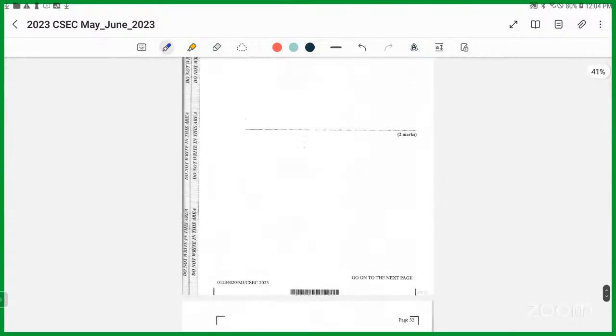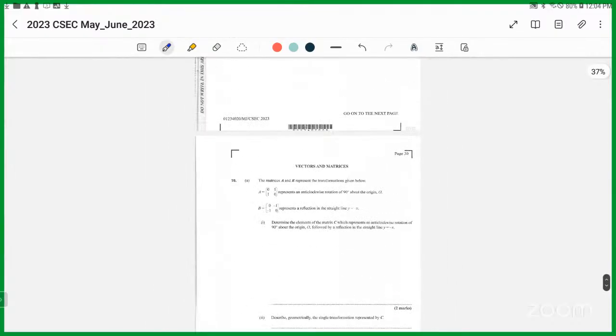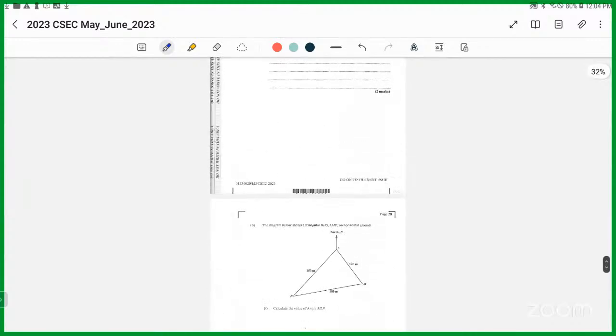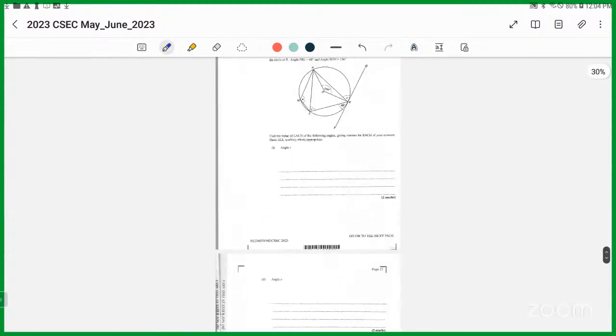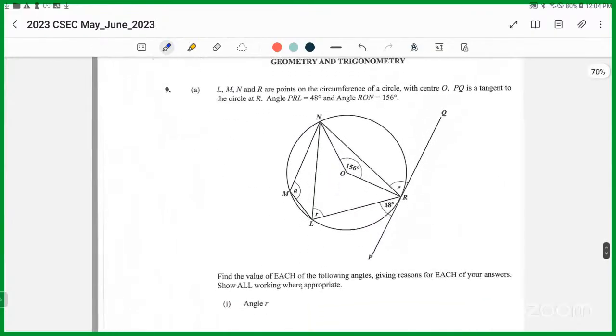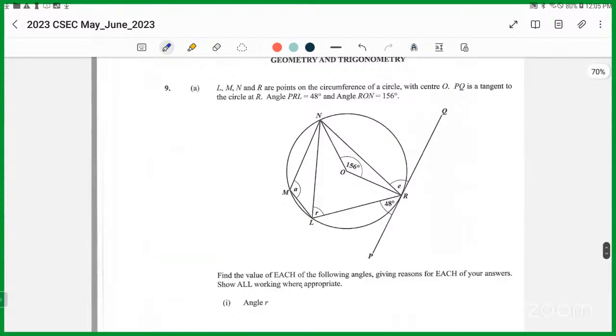So always second question in section 2, we get these bearings, elevation, and so on. Let's look at this one, 2023. This one gives us this diagram. It says L, M, N, and R are points on the circumference of a circle. So I look at it, I'm seeing a cyclic quadrilateral, see it here? Opposite angles are supplementary in that cyclic quadrilateral, right?